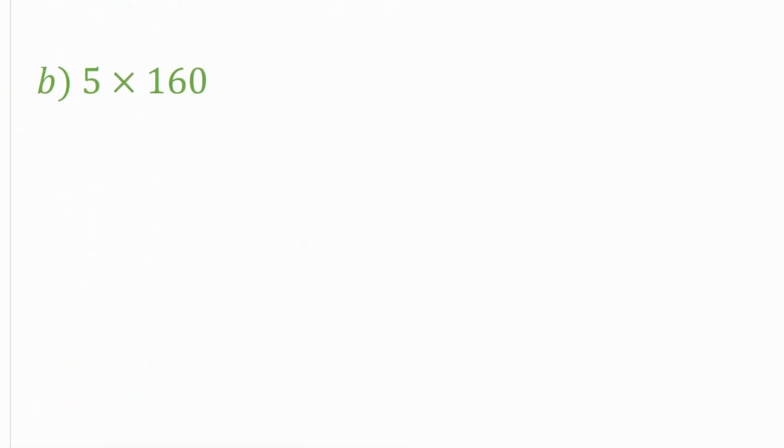Another one, 5 times 160. I don't really want to halve this one because I'm going to get to 2.5. So what I'm going to do is double the 5 to make it 10 and halve the 160. Now I have 10 times 80, and the trick with 10s is you just add an extra 0 on the end. So 10 times 80 is 800, which was a lot easier to do quickly than 5 times 160, which may stump some people.